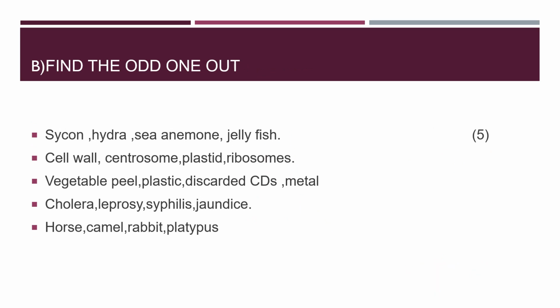Now find the odd one out. Cycon, hydra, sea anemone and jellyfish. Here the odd one out is cycon, because cycon is a sponge while hydra, sea anemone and jellyfish are all cnidarians. So cycon is a sponge and the others are cnidarians.